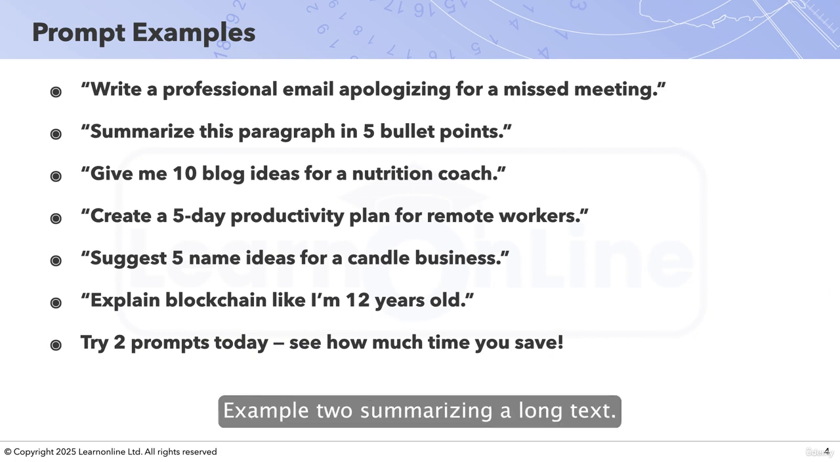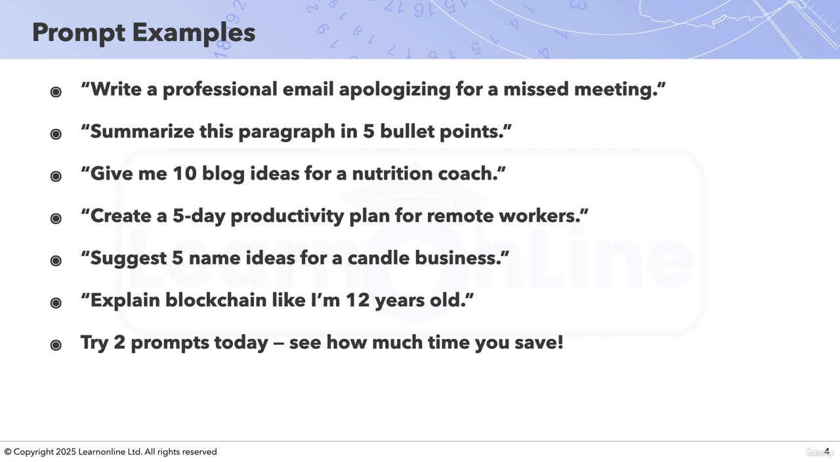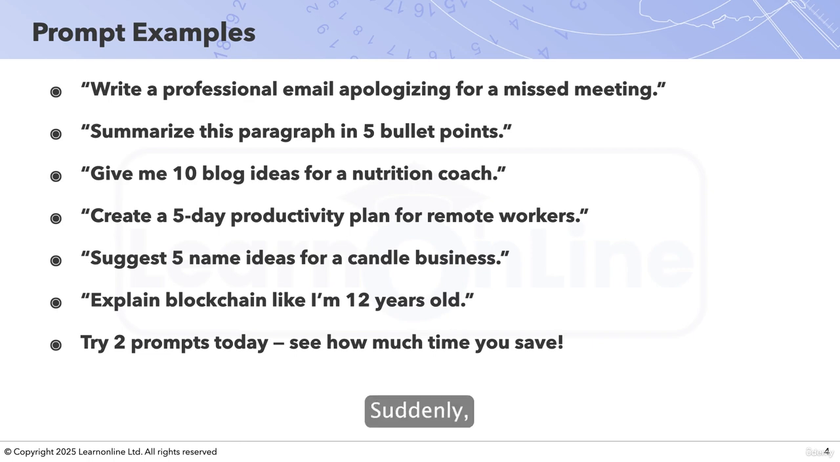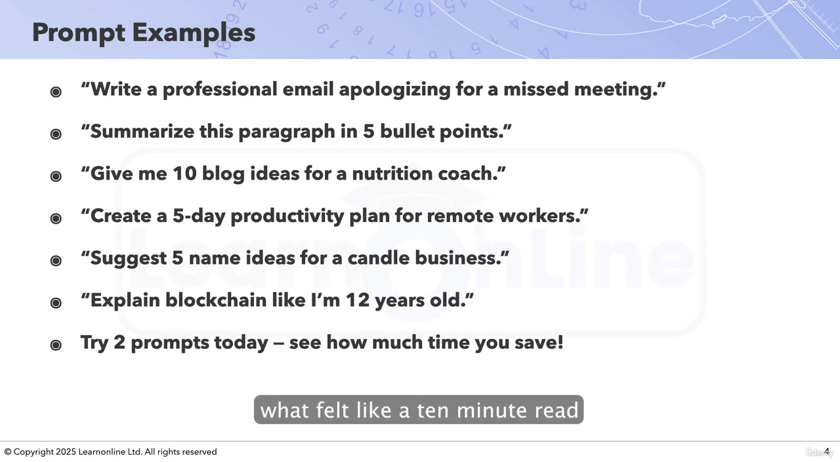Example 2. Summarizing a long text. Maybe someone sent you a huge block of text, and you just want the main points. Paste it into ChatGPT and type, "Summarize this in 5 bullet points." Or, "Give me the key takeaways from this paragraph in plain English." Suddenly, what felt like a 10-minute read becomes a 30-second overview. Example 3. Brainstorming content ideas.